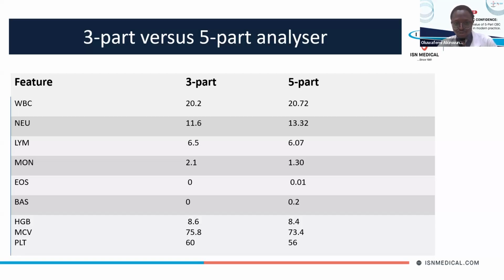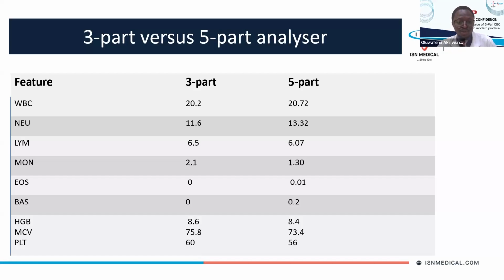If you look at the neutrophil, there's a bit of a difference. For the three-part it is 11.6, while the five-part is 13.2. Lymphocyte 6.1 on the three-part and 6.0 on the five-part. Not much of a difference. Monocyte, a huge difference: 2.1 on the three-part and 1.3 on the five-part. So you can see that the three-part has matched what you have for the monocytes, eosinophils, and basophils together.